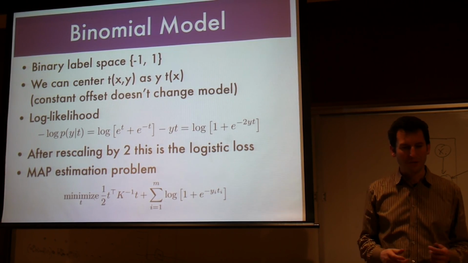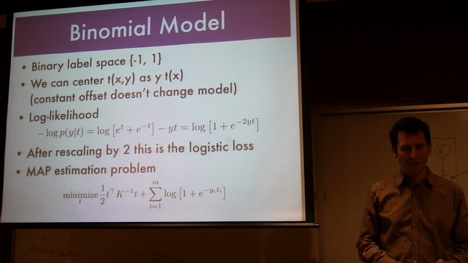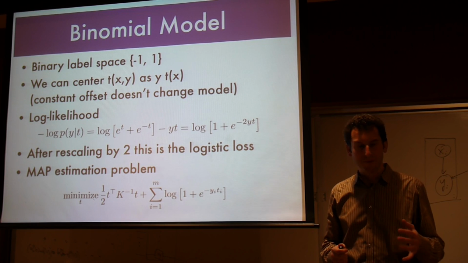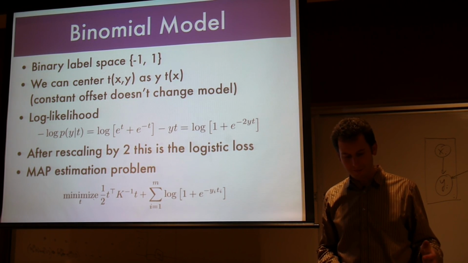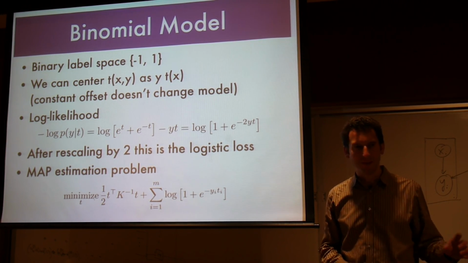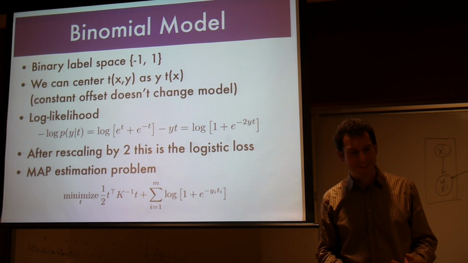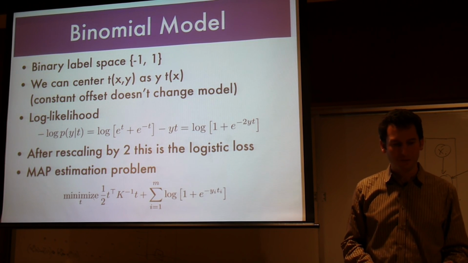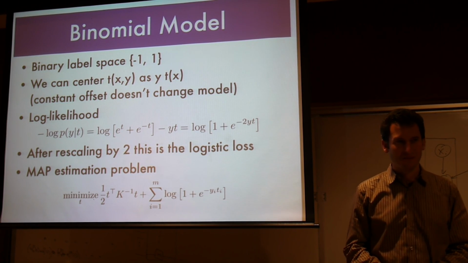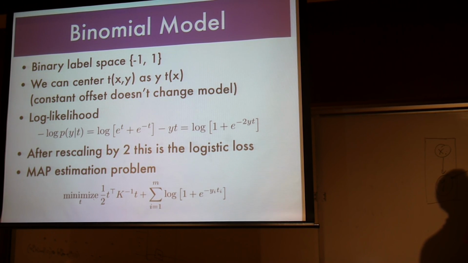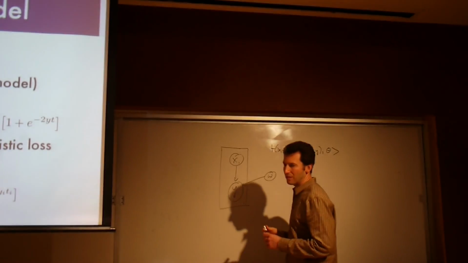So finally, label space 1 to -1. And without loss of generality, because now I have this Gaussian process not just indexed by x, but indexed by x and y, I can center it so that t of x and y is y times t of x. So t of x and y, you basically got to think of that as phi of x and y plus theta. That's your connection.